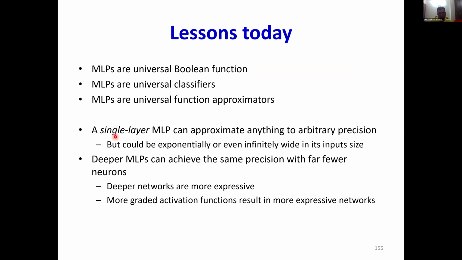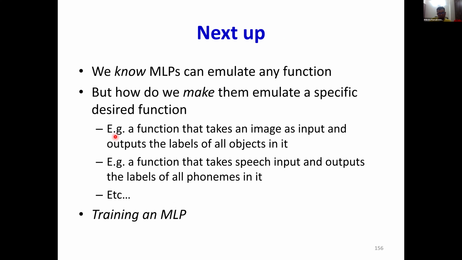So the lessons today: MLPs are universal Boolean functions, universal classifiers, universal function approximators. A single layer MLP can approximate anything to arbitrary precision, but could be exponentially or even infinitely wide in its input size. Deeper MLPs can achieve the same precision with far fewer neurons. So deeper networks are more expressive. And more graded activation functions result in more expressive networks, right?